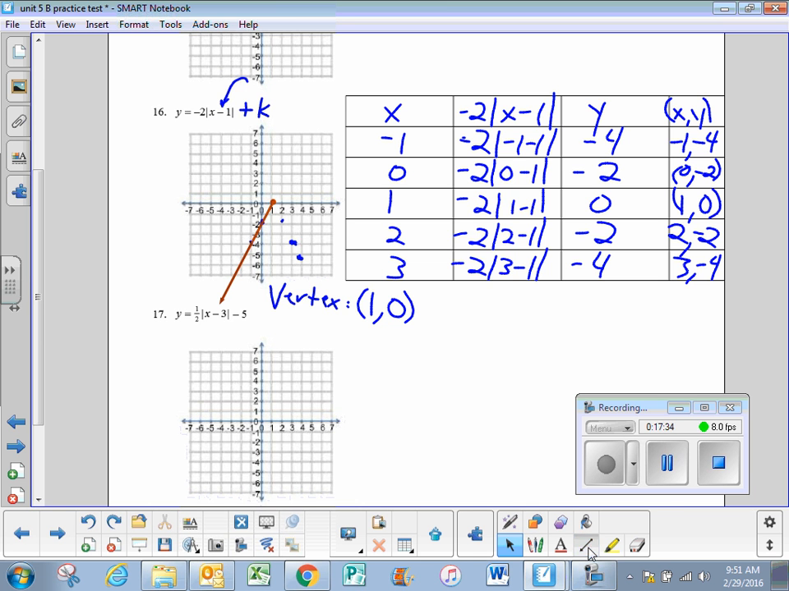Whoops, that's not going to work. Try this again. And there it is. Okay. It wasn't supposed to go through that one there. That's okay. We get the point. What the? That's funky.